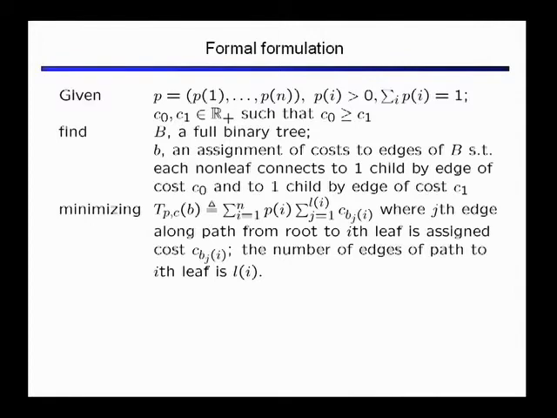And formally speaking, that can be put as follows. Of course, formal formulations are necessary, but not always that interesting. The input, again, is the probabilities and the asymmetry, and the output is the binary tree with an assignment of the asymmetries, which are represented by B. And that should minimize the expected amount of time that it takes to actually get this done.